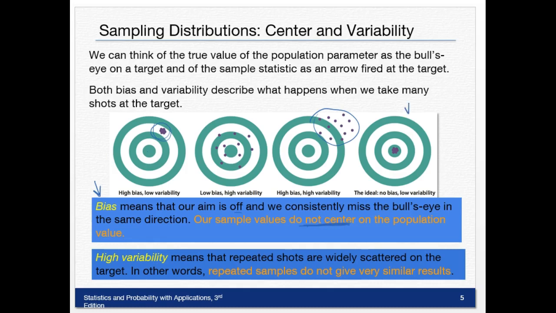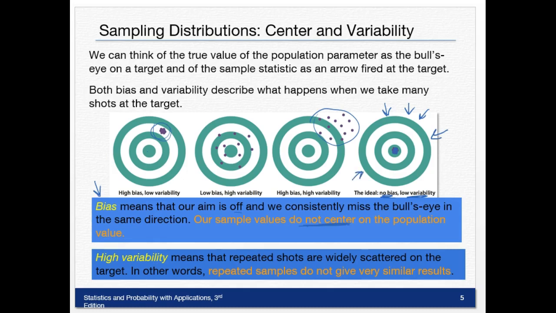And then lastly, this is our ideal target. We want to have no bias and low variability. No bias, meaning we hit the target, and low variability, meaning it really wasn't spread out, everything clumped together. This is what we want, okay?